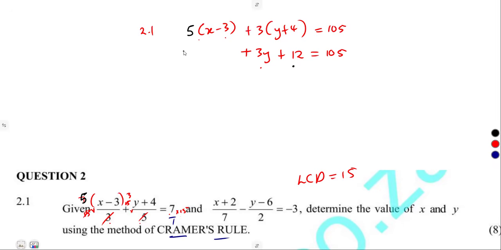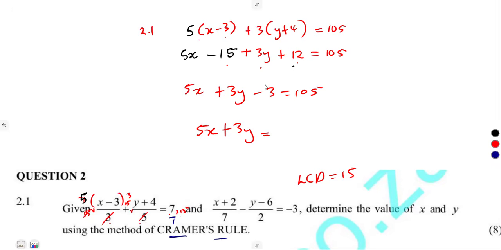So 5 times 3, 5 times x was going to be 5x, times negative 3, negative 15. All right, so let's correct that. So that's 5x plus 3y minus 15 and 12 is going to be negative 3, which is 105. So 5x plus 3y is equal to what? Take the negative 3 to the other side. That was going to be positive 3, which is 108. So that's our first equation, all right?